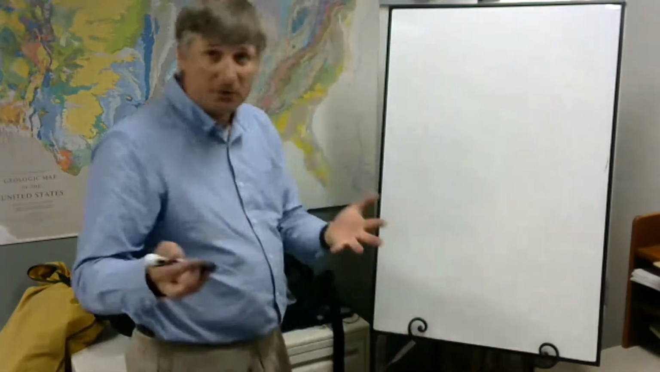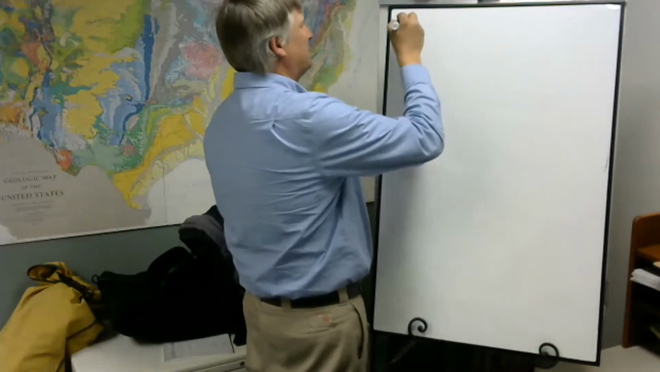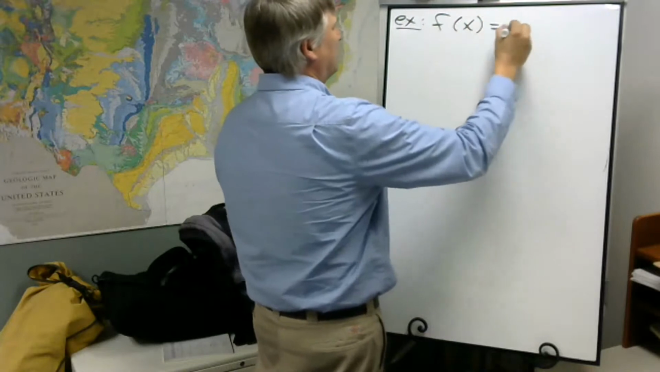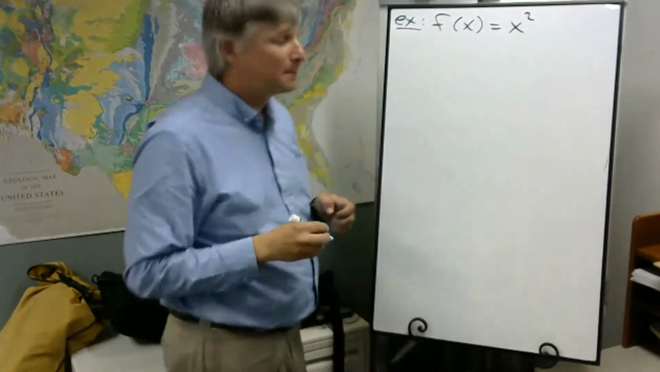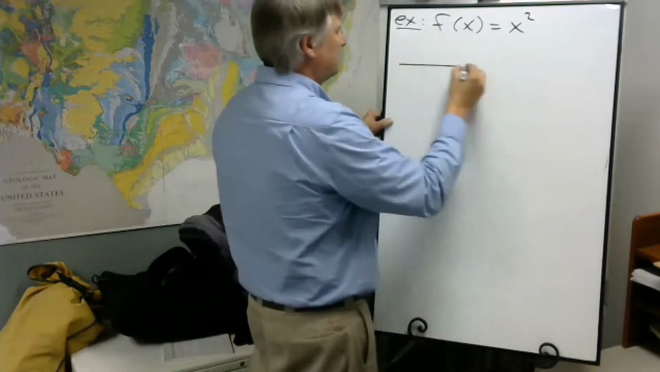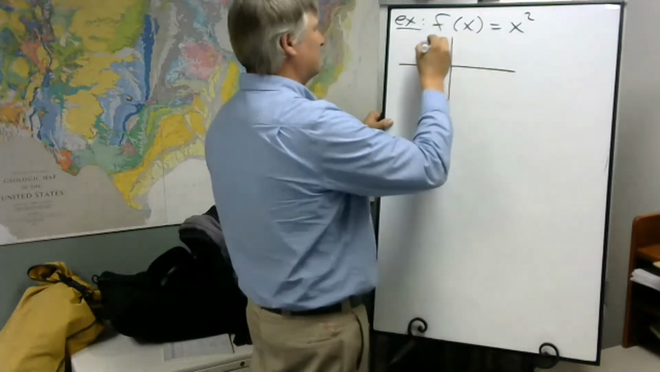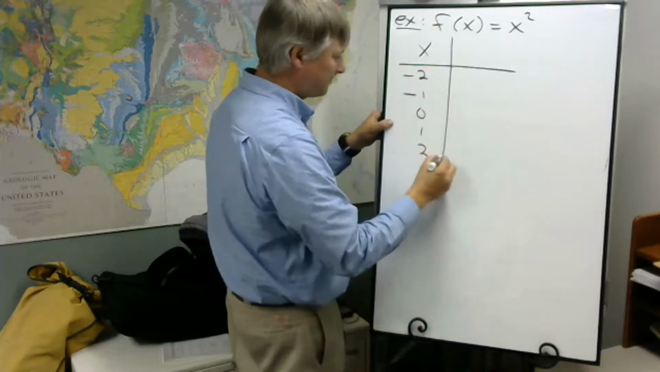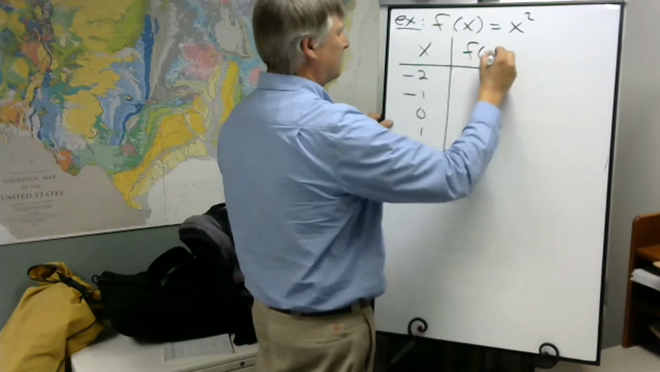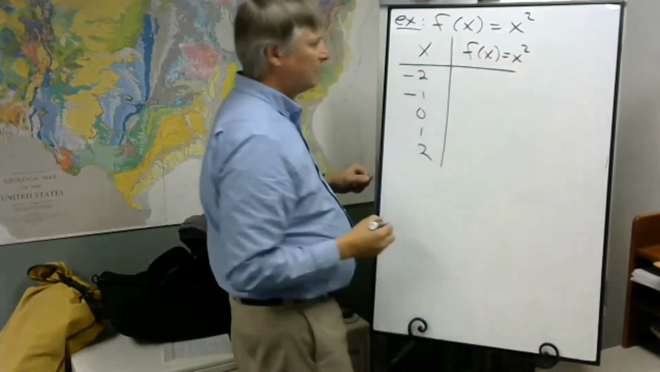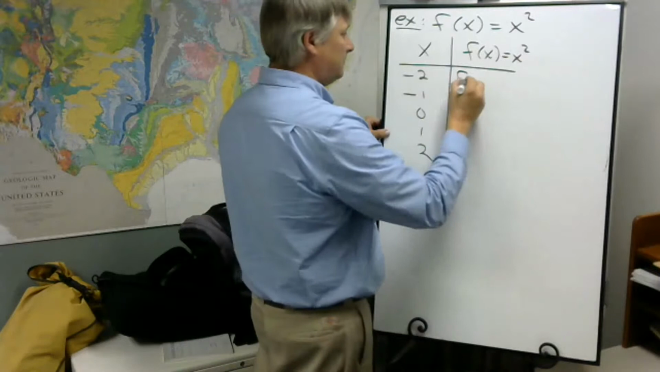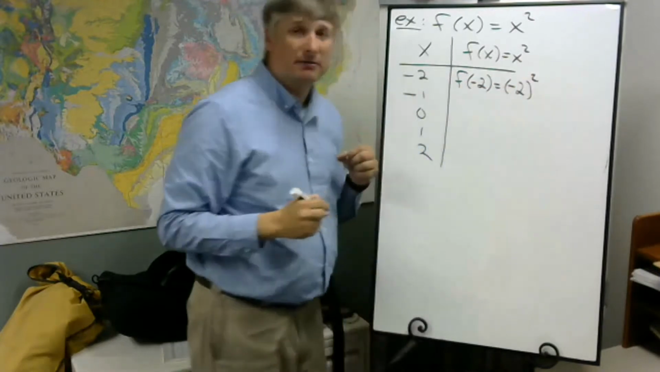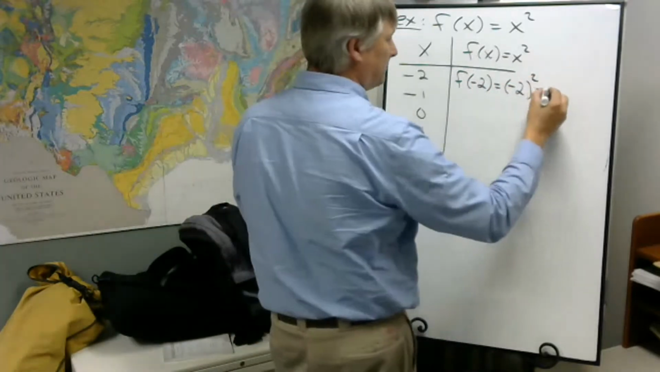So basically what we're going to do, and this is a review, but let's say we have something like this. F of x is equal to x squared. So we'll choose some inputs, saying -2, -1, 0, 1, and 2. So what we get is f of -2, which will be -2 squared, and we're squaring the entire number, including the negative. We get 4.